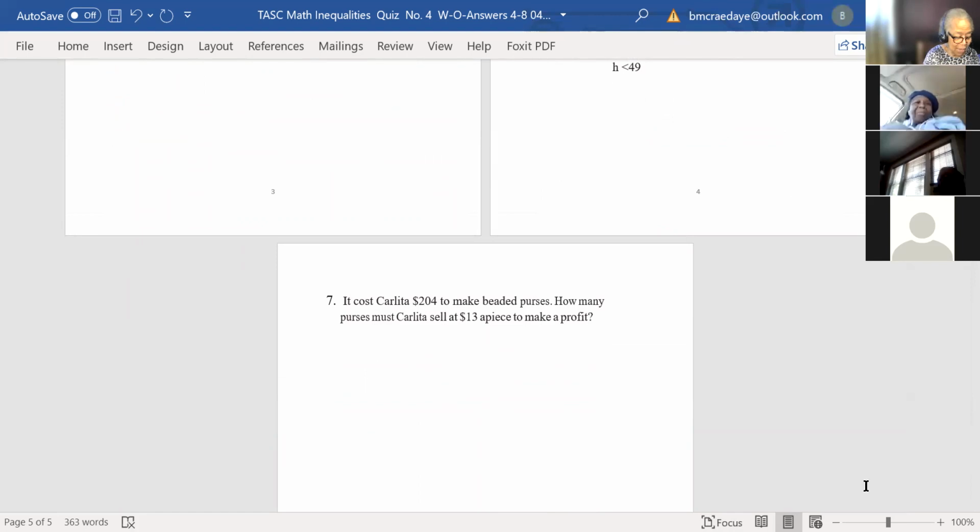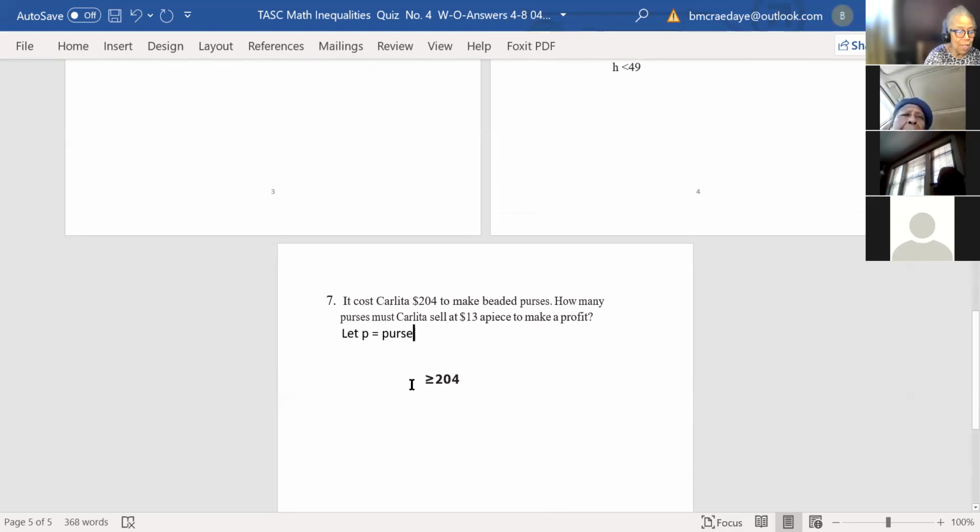Now, the greater than or equal must be greater than or equal to what amount, Vanessa? 204. That's right. Very good. $204, because that's what it costs her to make them. Now, she's selling each purse at $13 a piece. So let's let P be equal to purses.